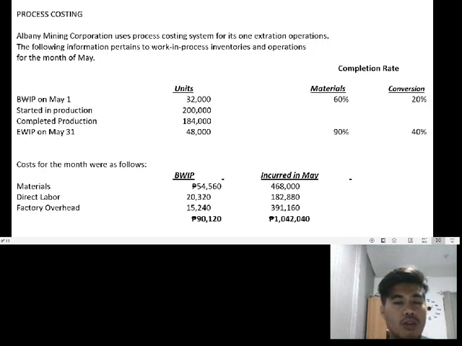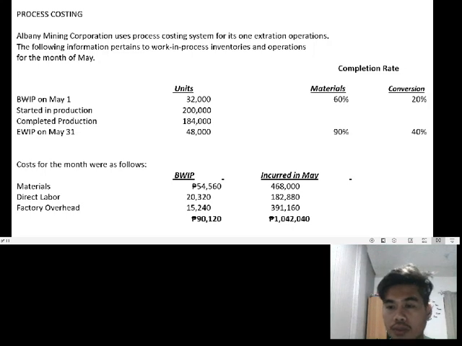So, process costing, by the way, is a method wherein the company uses a process costing system that traces the cost of every product that is being produced. Process costing is usually used for tracing products that are identical. Kumbaga, papare-pareho yung product na pinoproduce.